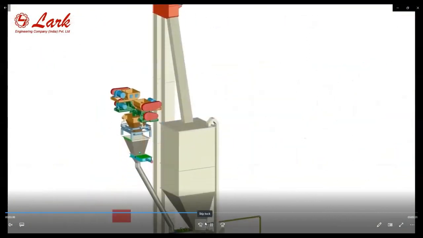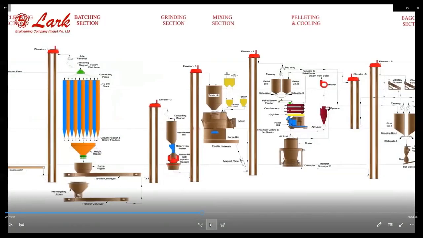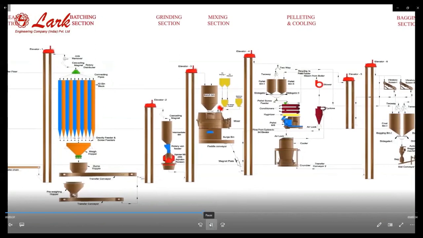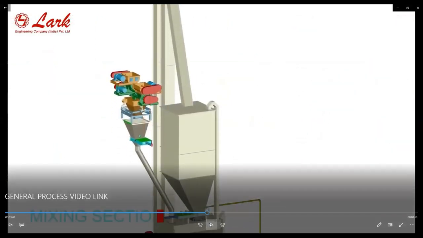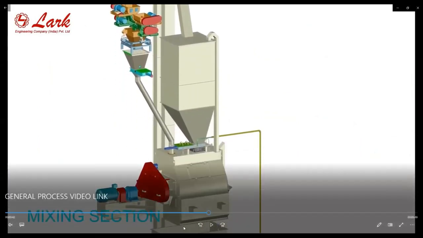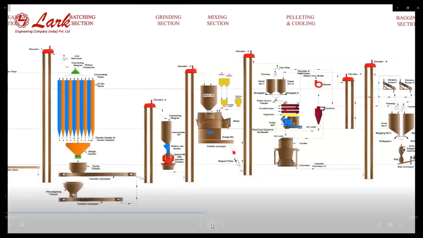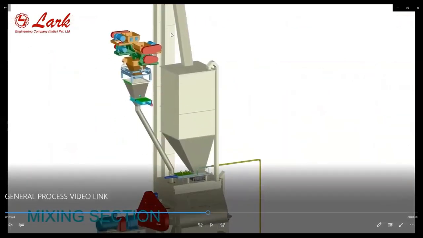Then comes the mixing process. This is the mixing process.